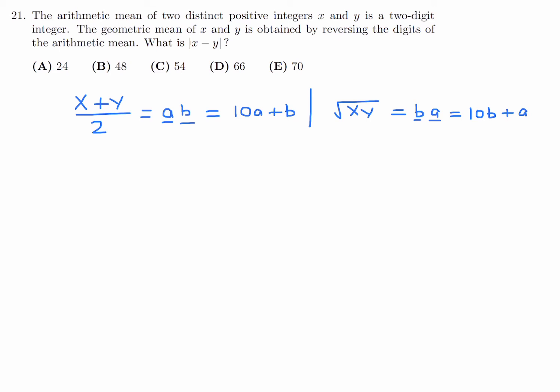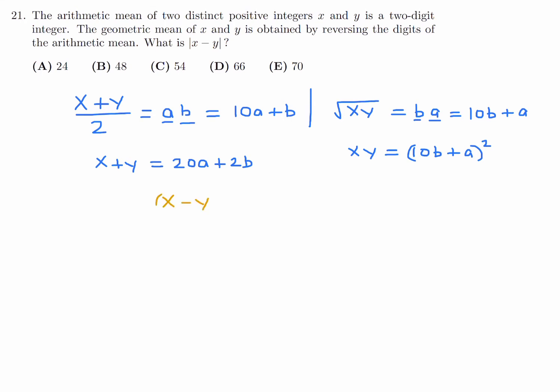And we can simplify this a little bit. X plus y can be called, if you multiply through by 2, 20a plus 2b. And if you take the square, I should say, of both sides, it would be (10b plus a) all squared like that. So now what we have to do is some fancy algebra. And some of this, of course, you already know, but it's worth refreshing.